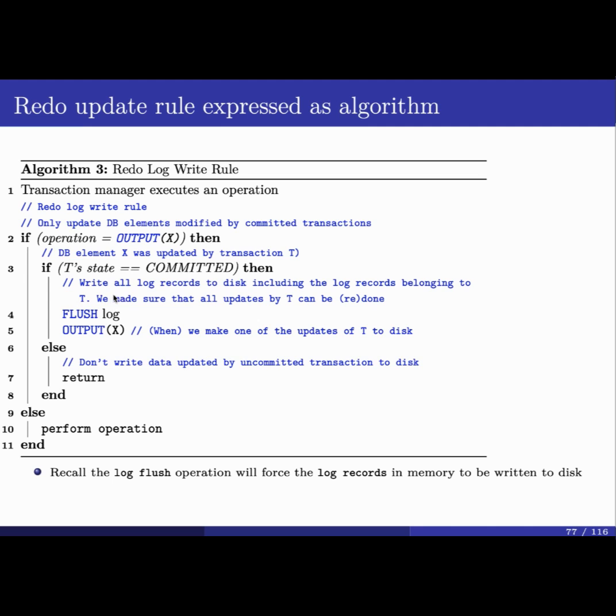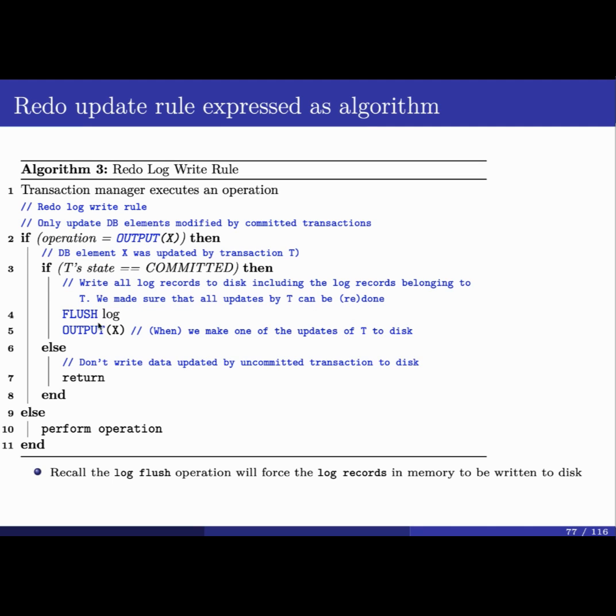So if the state of the transaction is committed, then in this case what I need to do here is write all the log records. You remember, we need to decide when to write the log record from the main memory to the disk. We need to have something in the log file on the disk in order to allow me to recover from the crash. So here we write all the log records to the disk.